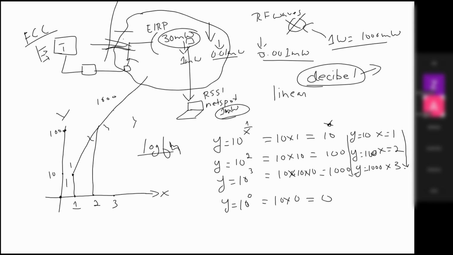Till this point, we have understood that if any value is a very high value or a very small value, as in our case 0.01, 0.001 milliwatts, I need to make it a linear value. For that, we need a function called the log function. So let me take a new page and make you understand the log function. Till this point, it is clear, right?